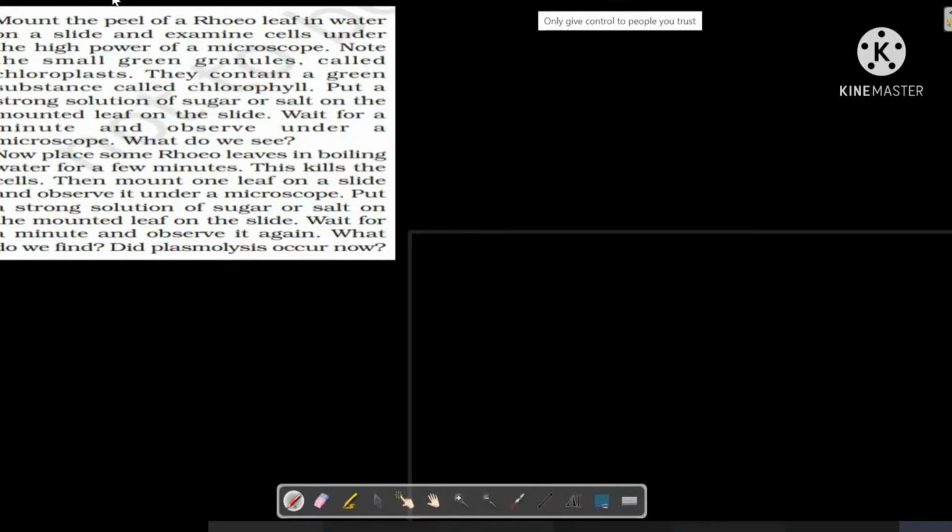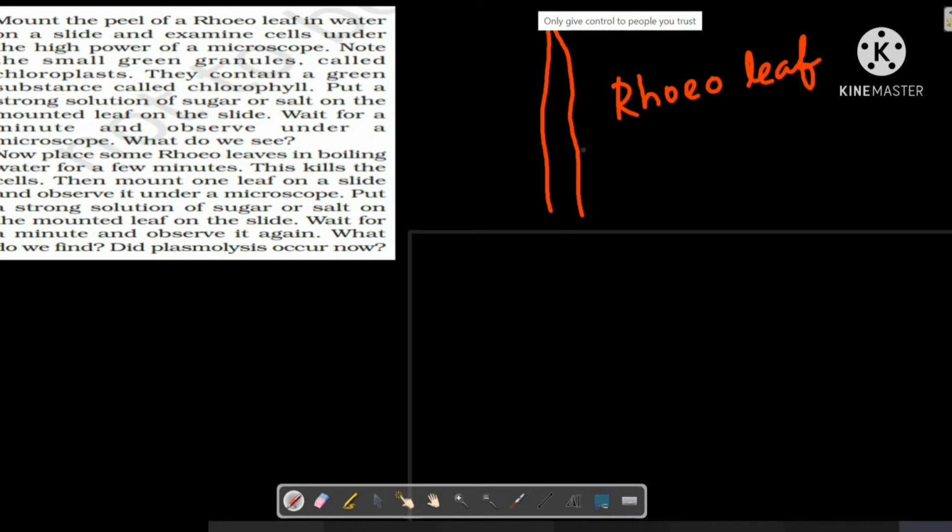Mount the peel of Rio leaf. Actually, Rio is one red colored leaf. It's called Rio leaf. Pictures I'll show you later. Take the Rio leaf and you have to peel it. Peel means take a small upper epidermis part of the leaf. Take a peel of Rio leaf.